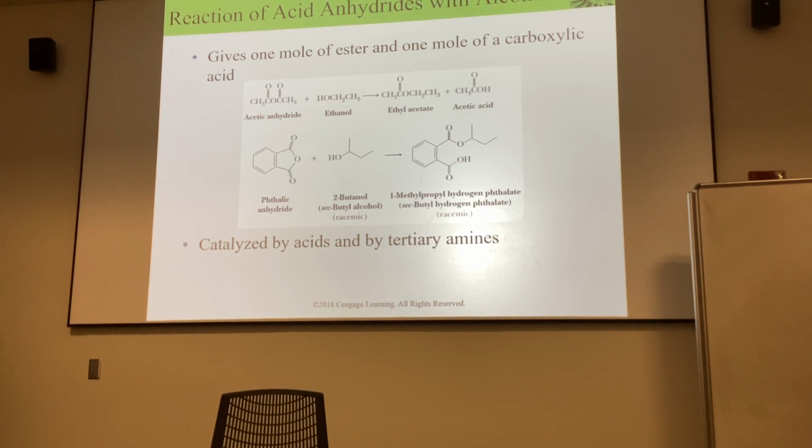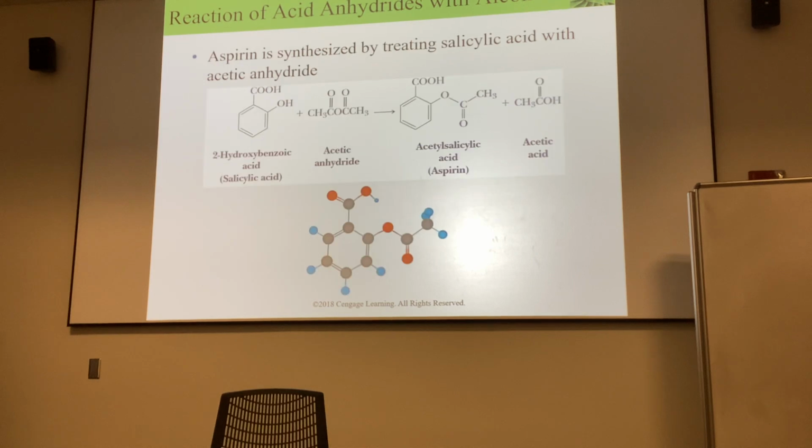So, yeah. Let's see. Aspirin is synthesized by treating salicylic acid with acetic anhydride. And you guys might have done a lab on this, or might be doing a lab on this.